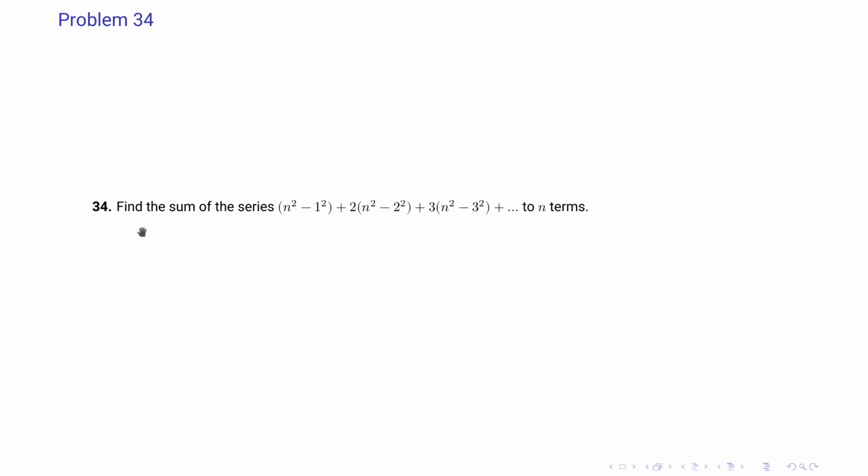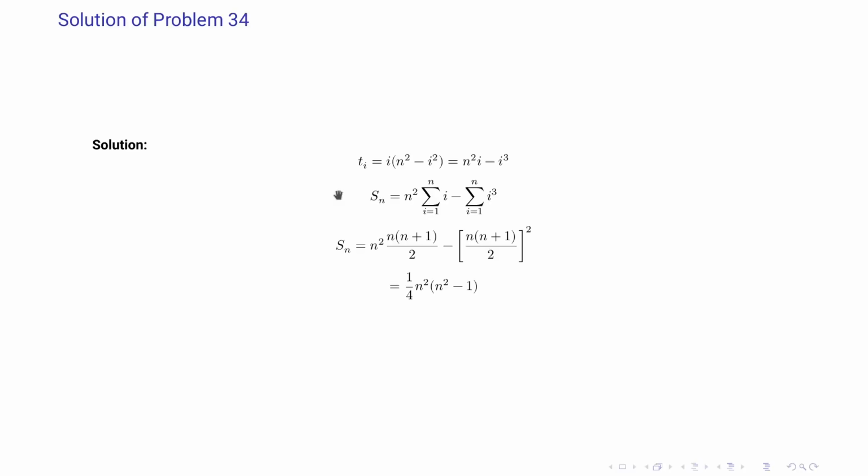Problem number 34 says: find the sum of the series n square minus 1 square plus 2 into n square minus 2 square plus 3 into n square minus 3 square up to n terms. In this case, the ith term would be i into n square minus i square, which is equal to n square i minus i cube. The sigma operator is applied over i, so n square into sigma i minus sigma i cube. We substitute the formula for the sum of arithmetic progression and for the sum of cubes of terms. And we get the final value as 1 by 4 n square into n square minus 1.